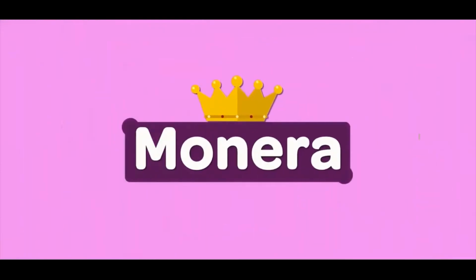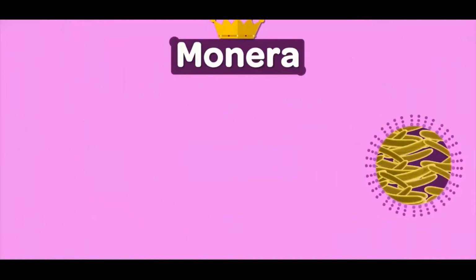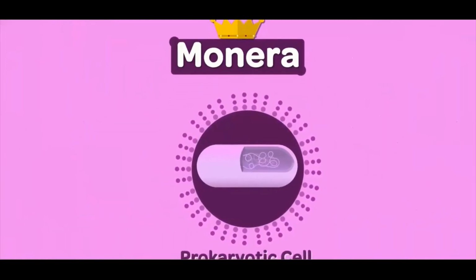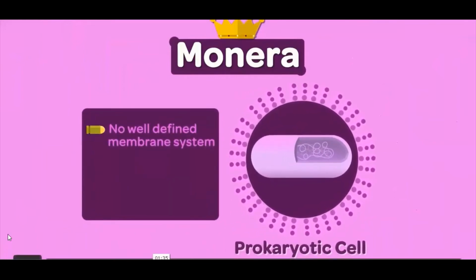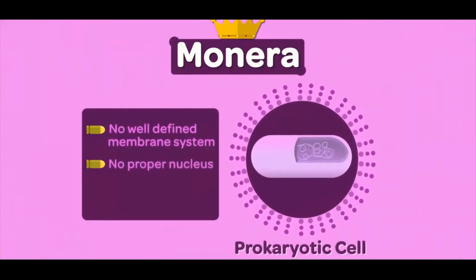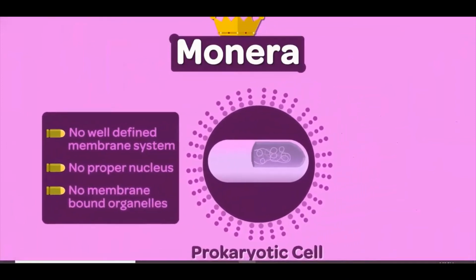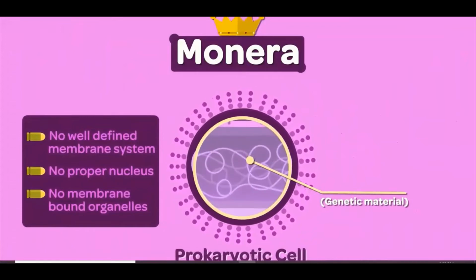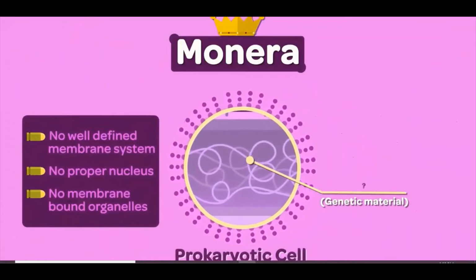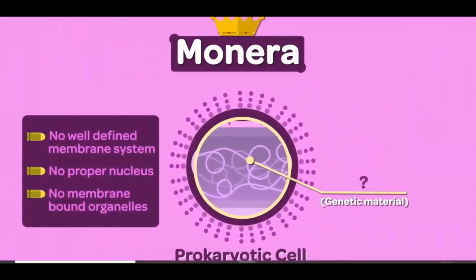It's Kingdom Monera first on the list. These are the simplest of all organisms. The kingdom harbors a variety of microorganisms which belong to the prokaryotic category. Cells which do not have well-defined membrane system. They lack a proper nucleus and membrane-bound organelles. The genetic material in these organisms is scattered throughout the cytoplasm. And what is that referred to? It's called the nucleoid.